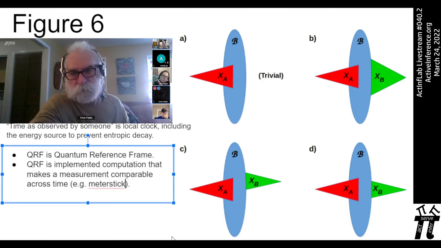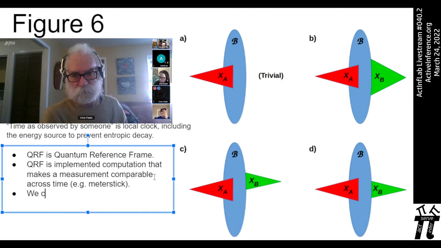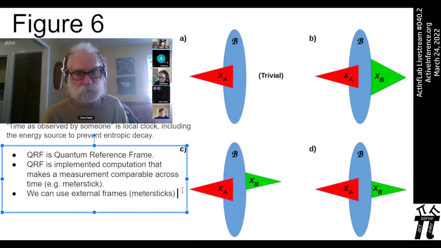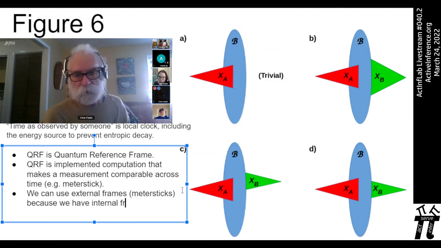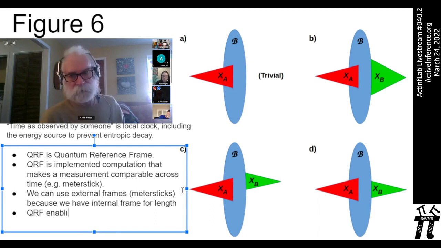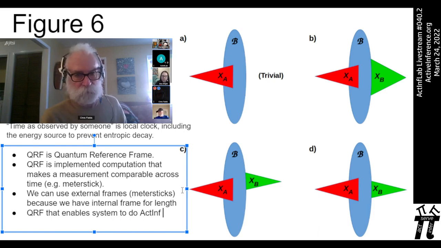And of course, we can use a meter stick because each of us has embedded in our brains a representation of length. In fact, we have a representation of a 3D coordinate system, without which meter sticks would be useless. So we can use external reference frames like meter sticks because we have internal reference frames like our representation of 3D space and our intuitive understanding of length. That we assume stays fixed over time, and that allows our measurements of length to be comparable across time for us. So now let's think about a QRF as something that enables a system to implement active inference by allowing it to compare its measurements over time. Right? Prediction is meaningless if you can't compare your measurements over time.